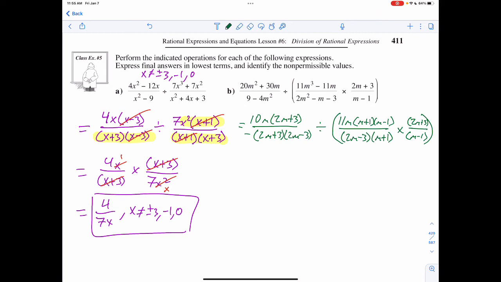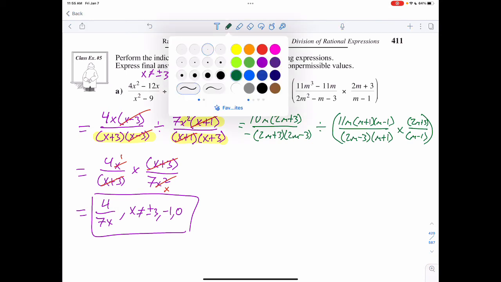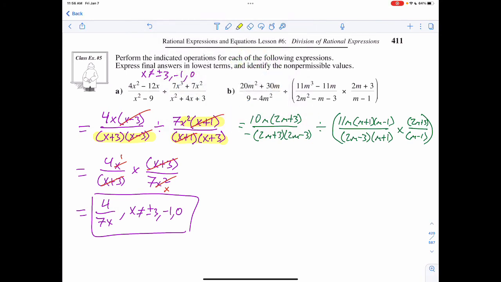Now, when I am doing this, remembering that I am checking for all my non-permissibles throughout all of here, I'm going to make a quick list of all the different ones that exist. I know that m cannot equal positive or negative 3 over 2. It can't equal positive or negative 1, and it can't equal 0. The 0 is the one that you're most likely to miss from that m that exists right there.